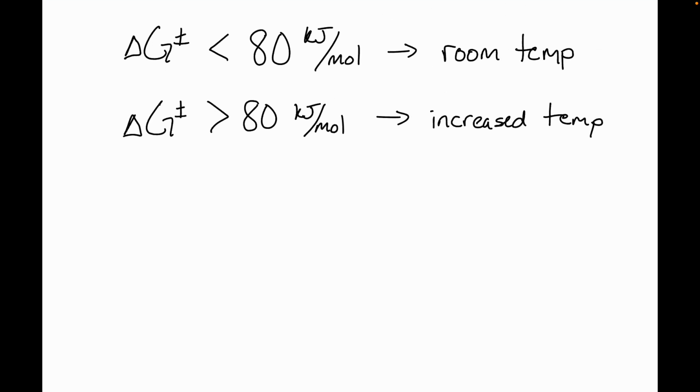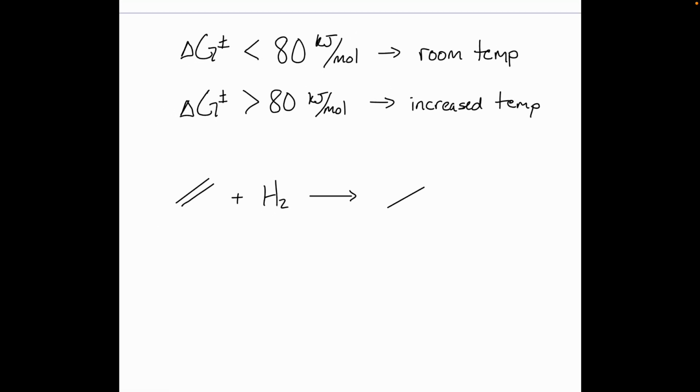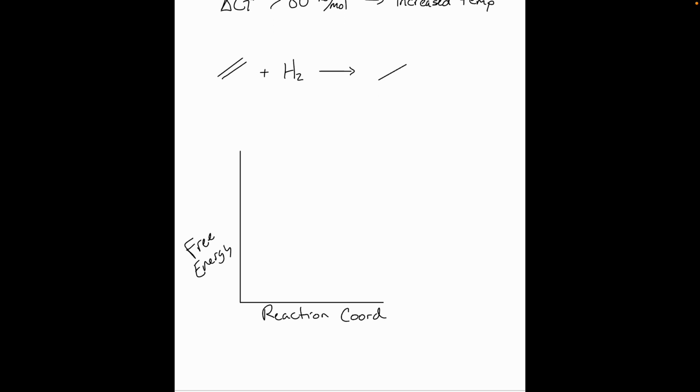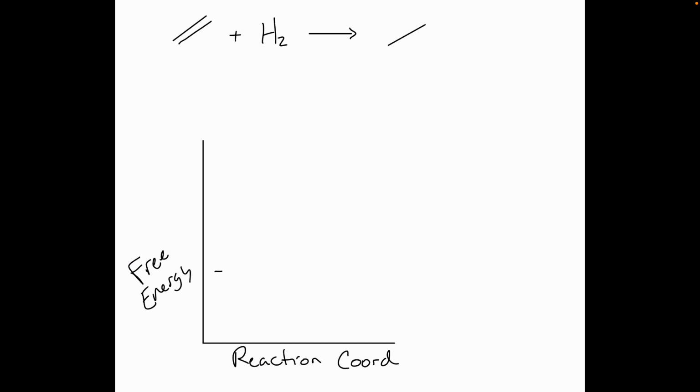All right, but let's take a look at another reaction. We talked about this one last class. If we have ethene plus hydrogen gas, that simply produces our alkane, ethane. Okay, if we draw our free energy diagram here, this reaction is also an exergonic reaction, but has this large activation energy barrier.